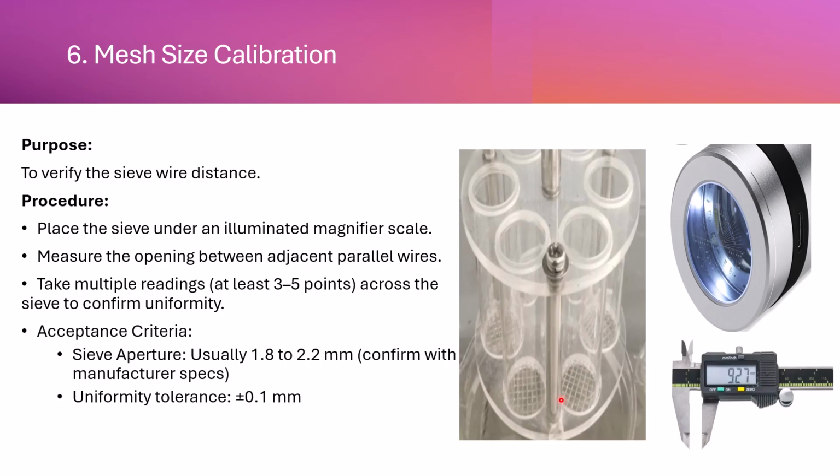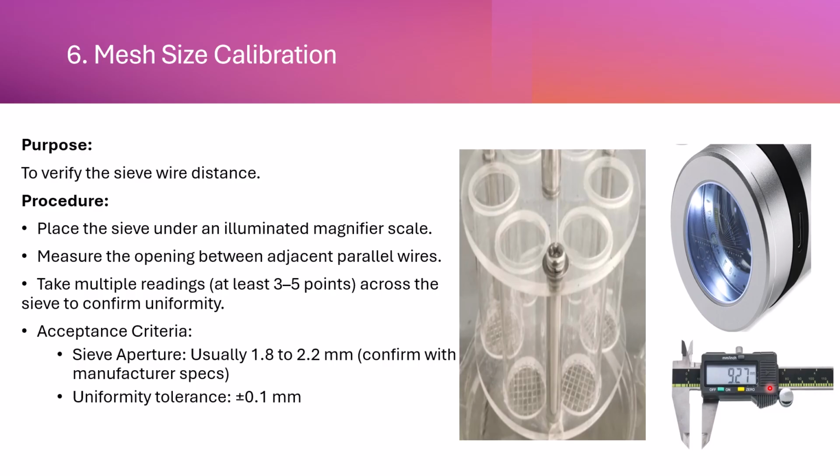So now the acceptance criteria is that the sieve aperture should typically range between 1.8 to 2.2 millimeter, which is subject to manufacturer specification. So always verify it with the manufacturer specification. The uniformity of the wire spacing must be maintained with a tolerance of plus minus 0.1 millimeter to ensure consistent fluid flow during the testing.